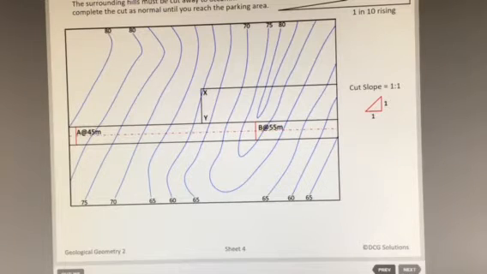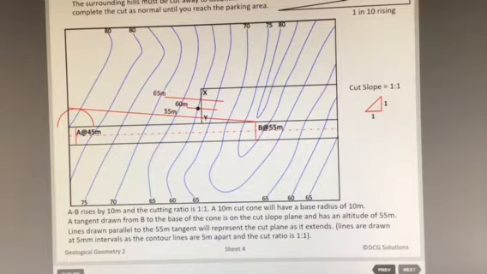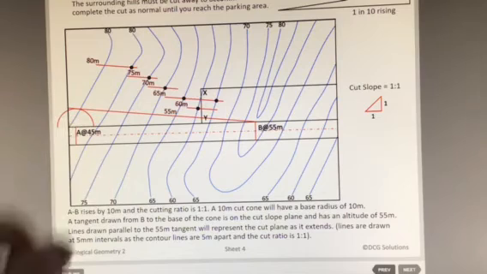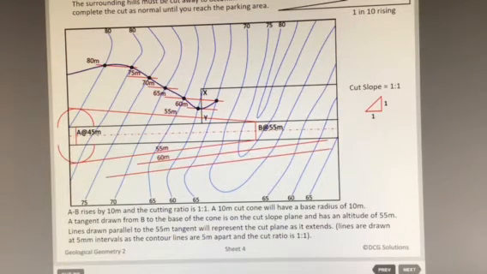So the surrounding hills must cut away to accommodate the road. Complete the cut as normal until you reach the parking area. So that's just as normal, guys. You put in your cut cone, and same the other side.